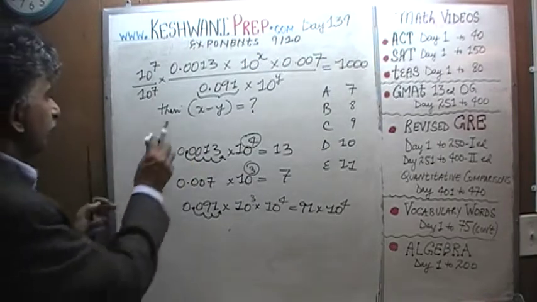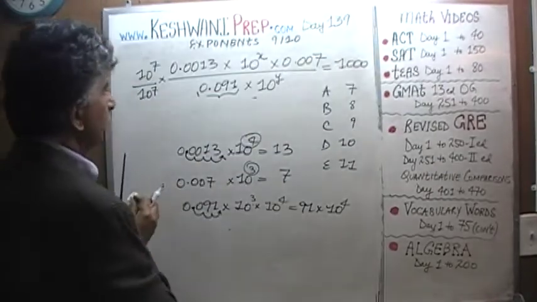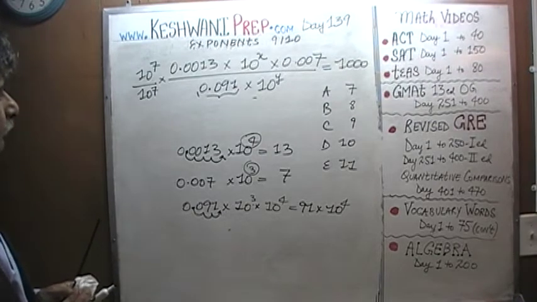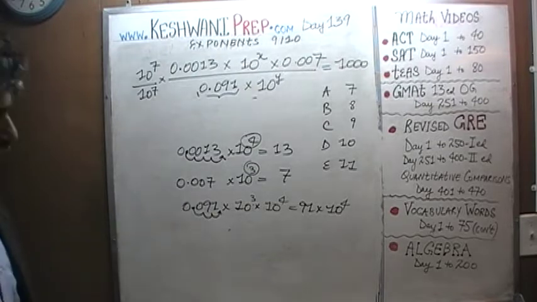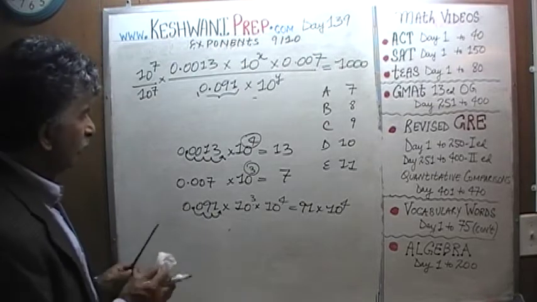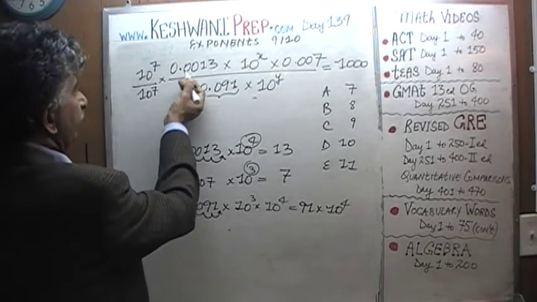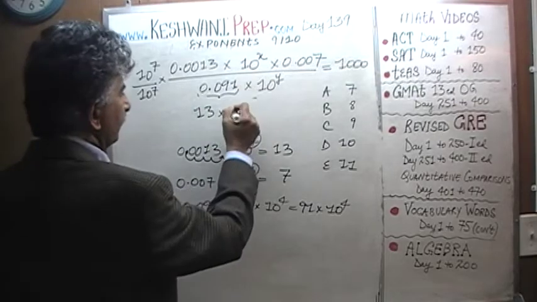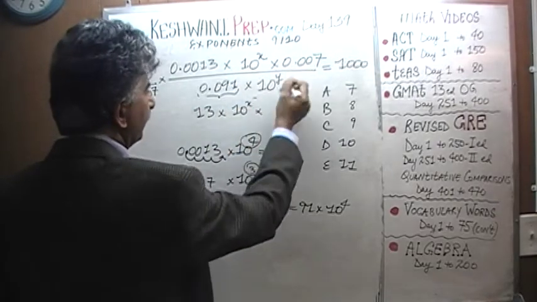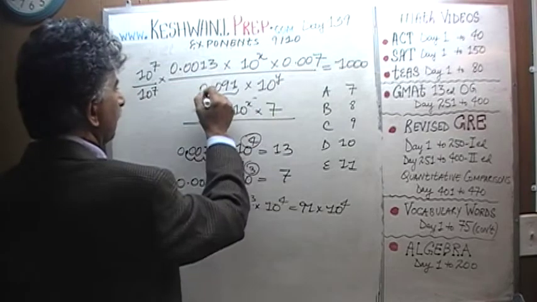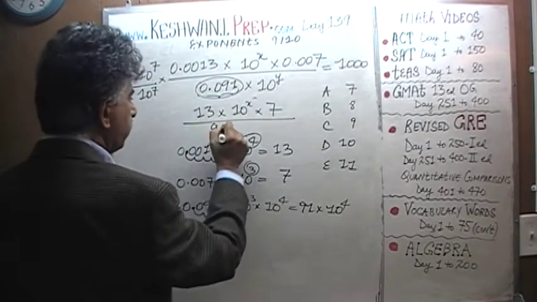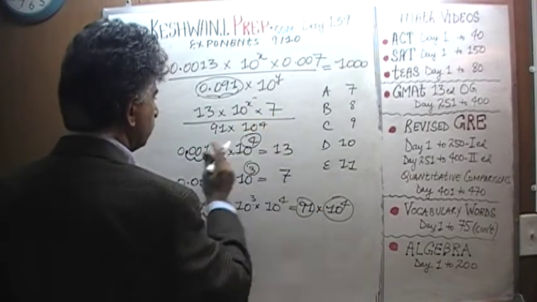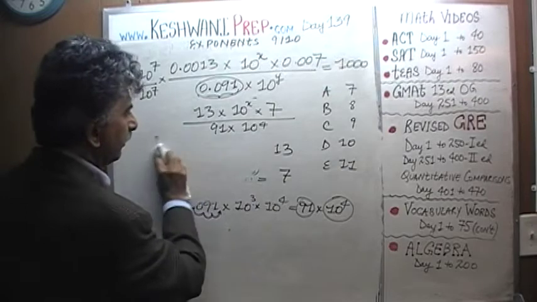So let's do it together. Where can I continue? I have no choice but to erase all of this. I should have written a little bit lower. So this thing, 0.0013, is going to be 13, 10 raised to x times 7 over, this is going to be 91 times 10 raised to 4. I'm going to erase it, it's getting too crowded.